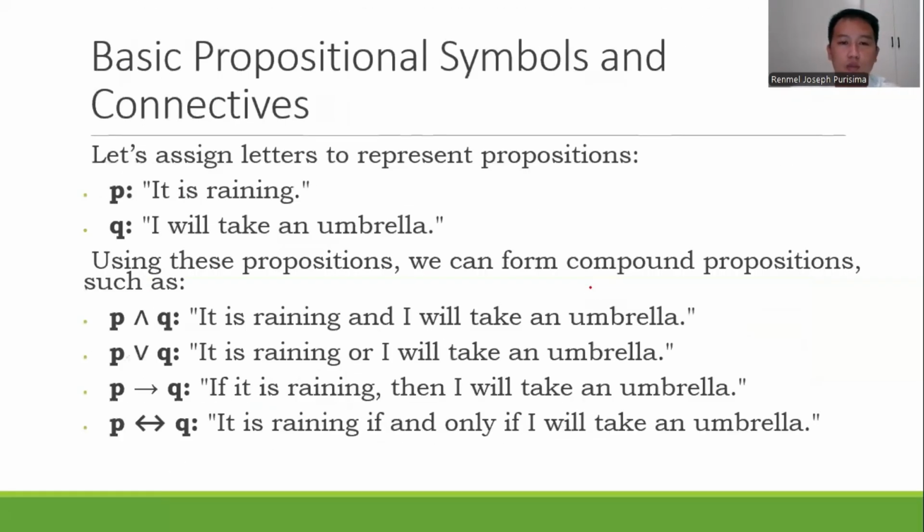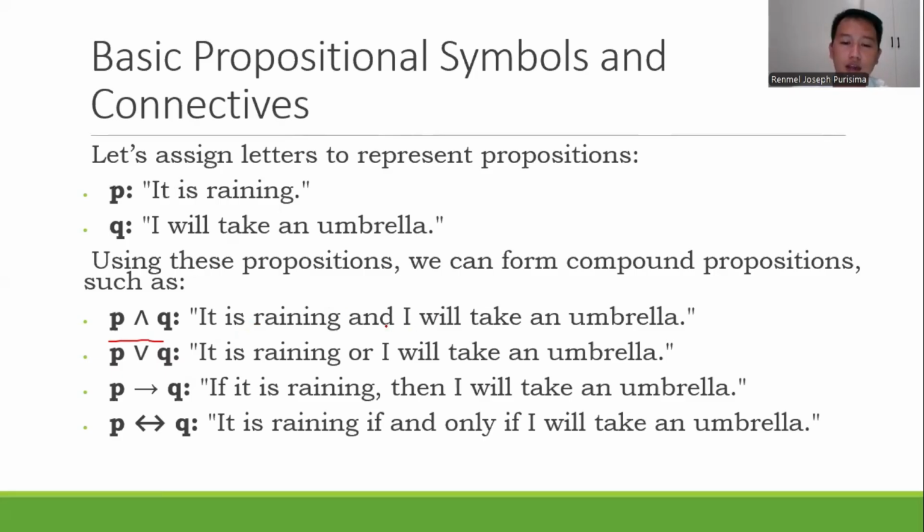So let's have an example. Basic propositional symbols and connectives. So in this case, P represents it is raining, while Q represents I will take an umbrella. So using these propositions, we can form compound propositions. For these symbols P and Q, we just combine the single propositions using and.